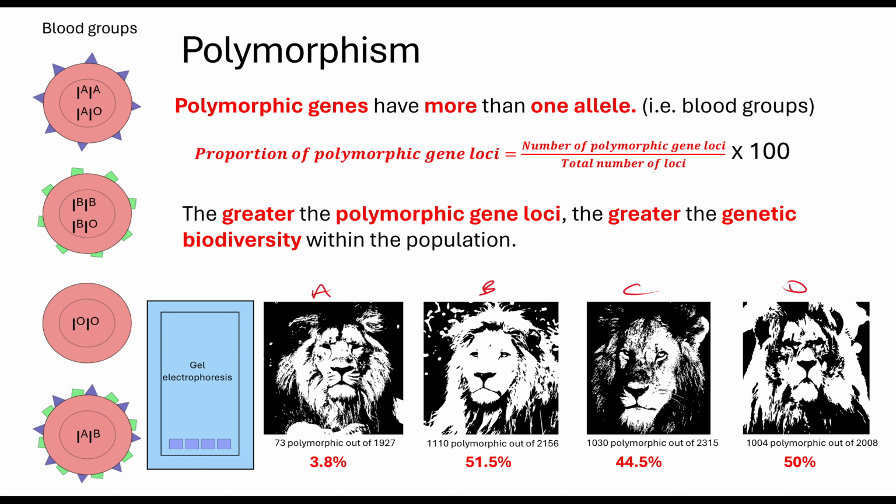So biodiversity can be split into any of those 3 parts. It can be the habitat biodiversity, it can be the species biodiversity, or it can be the genetic biodiversity.